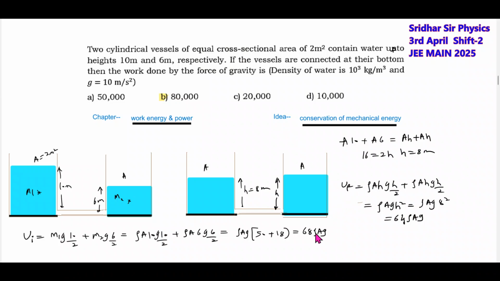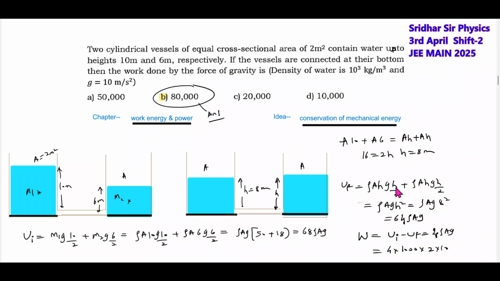Then the work done by gravity is the decrease in gravitational potential energy. Work done by gravity should be equal to Ui minus Uf. The difference of this will be 4 rho Ag. Substitute the value: 4, density of water 1000, area of cross section 2, into 10, will be 80,000 joule.